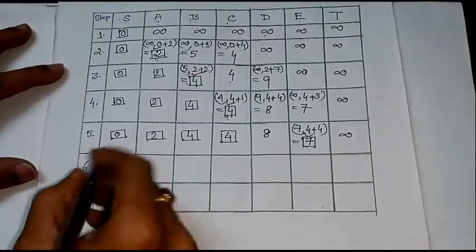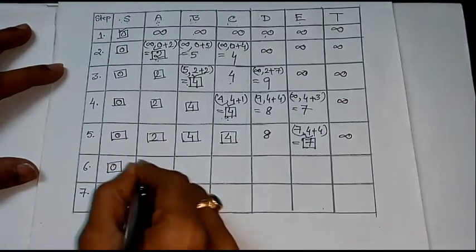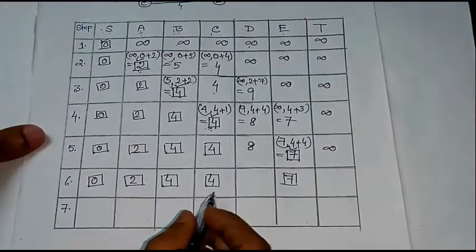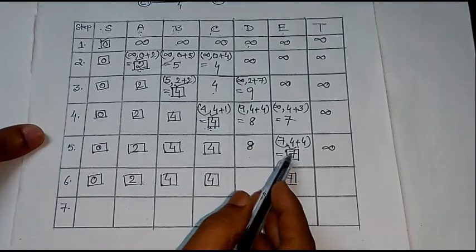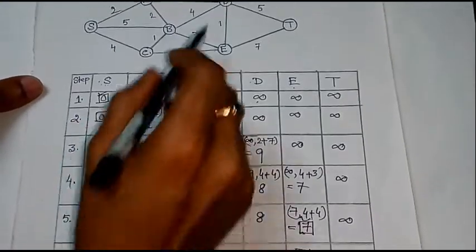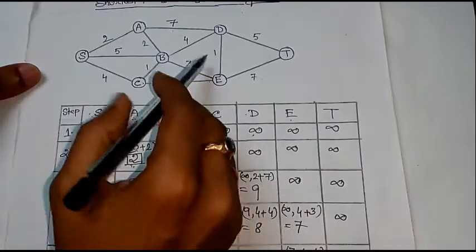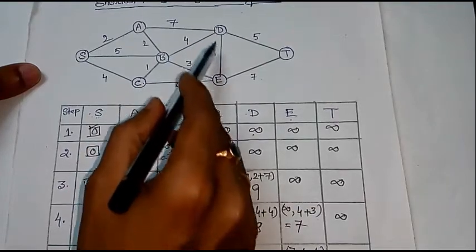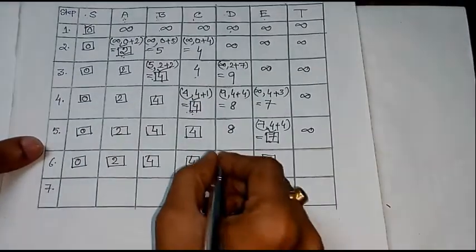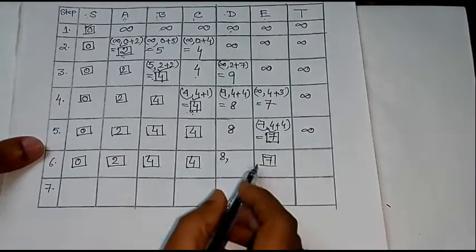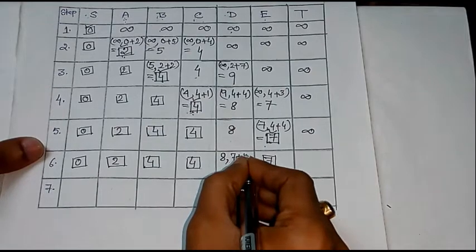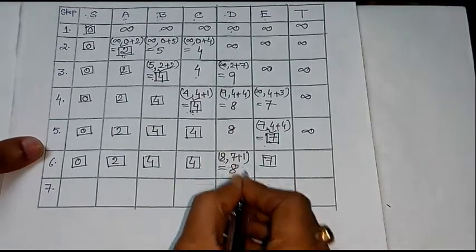Next, consider step 6. We put all the permanent levels 0, 2, 4, 4 and 7. In this step, we shall consider the distances from E. First of all, consider the vertex D, and here we see that D and E are adjacent to each other, and 1 is the distance between them. So the rule is, first of all, put the previous value, that is 8, comma, permanent level of the previous step, that is 7, plus distance between these two, which was 1, and the minimum of these two is 8.